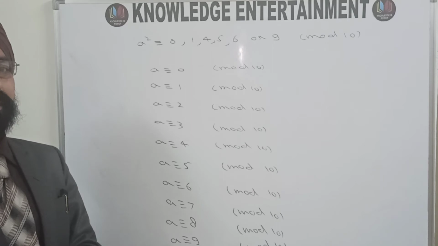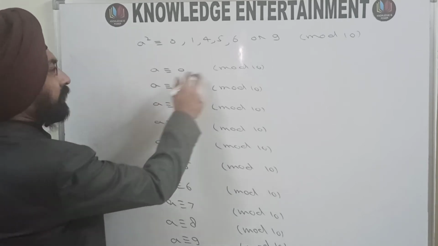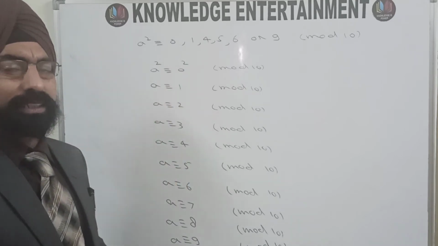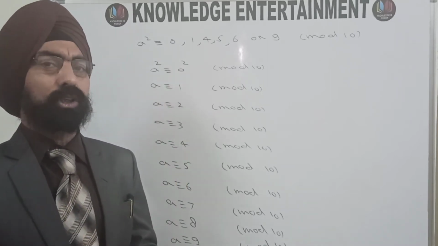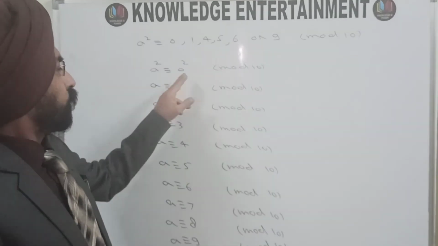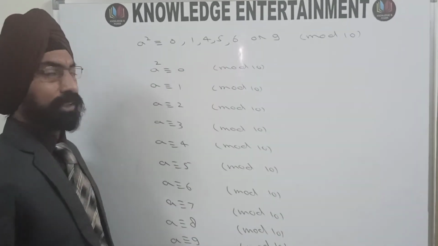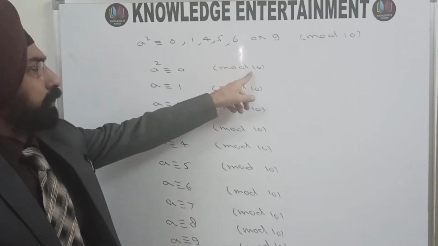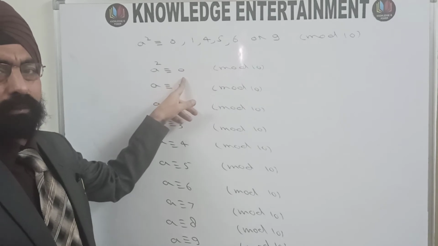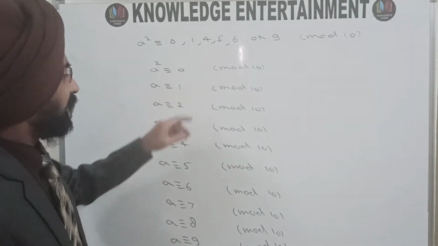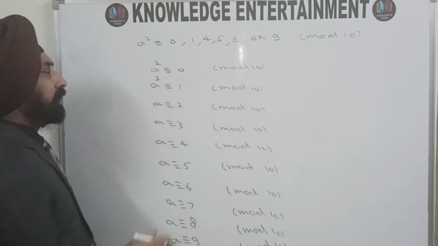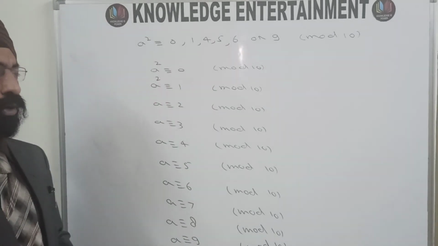Now square. Squaring, what will you get? In the first case, a square is congruent to 0 square, because we know that if a is congruent to b modulo m, then a square is also congruent to b square modulo m. And 0 square is 0, so no need to change it. Your a square when divided by 10 will give you remainder 0. That means 0 can be the last digit. In the second case, the same thing. a square is congruent to 1 square and 1 square is 1. So a square can be congruent to 1 modulo 10.